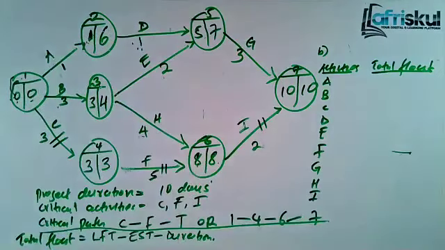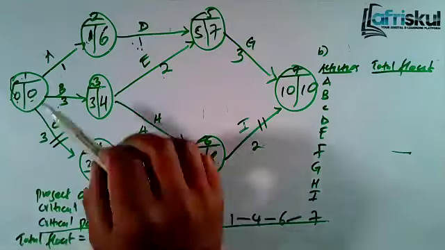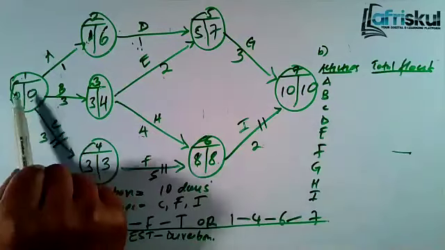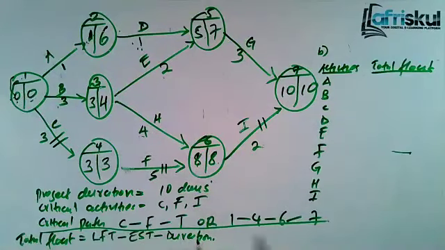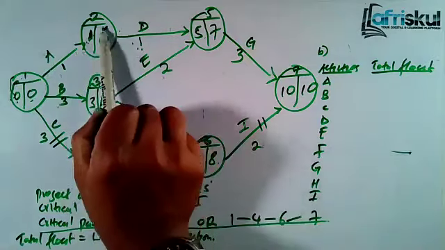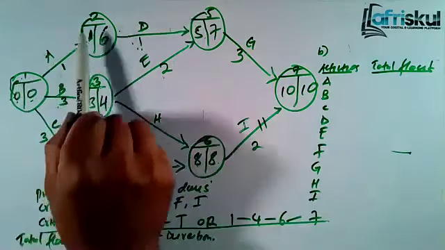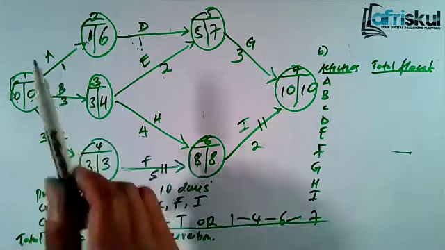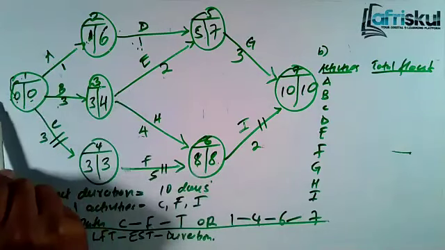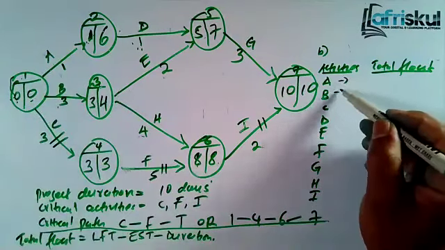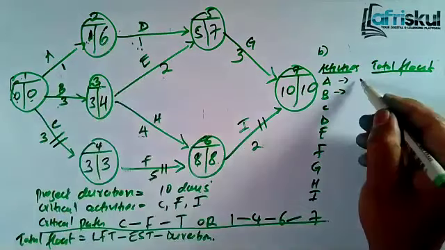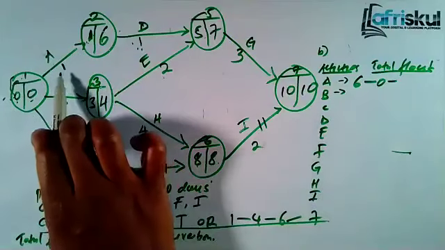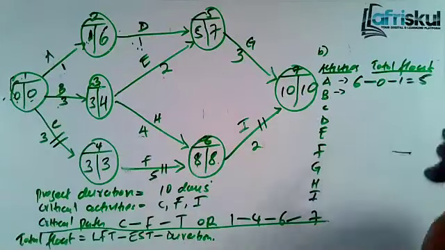So for you to get the total float, we have said that you take the latest finish time, minus the earliest start time, minus duration. In short, just do like this one. Take the right and the left: 6 minus 0 minus 1. This is the latest, this is the earliest. So for A, it will be 6 minus 0 minus duration, which is 1, and you get 5.